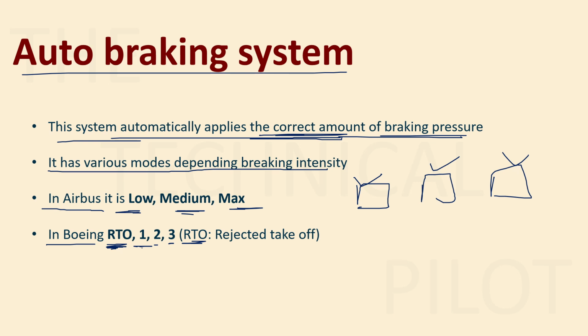So in case you are on the runway, ready for takeoff, that time you'll select your brakes in a Boeing aircraft as RTO, right? If during the takeoff roll you decide to reject the takeoff, the aircraft will automatically set the maximum brakes, that is RTO, rejected takeoff. It will try to stop the aircraft in the shortest possible run, right? RTO is similar to Max in Airbus, right? So these are the maximum settings, all right?